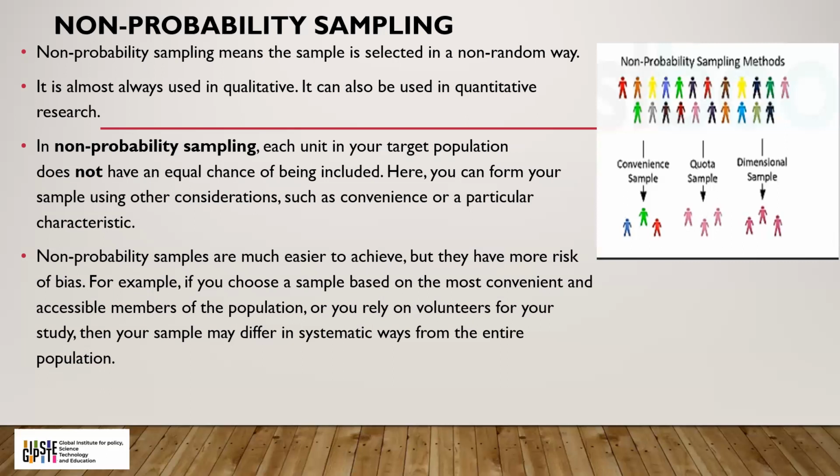Good. So here you can form your sample using other considerations such as convenience or particular characteristics. So non-probability samples are much easier to achieve, but they have more risk of bias. For example, if you choose a sample based on the most convenient and accessible members of the population, or you rely on volunteers for your study, then your sample may differ in some systematic way from the entire population. They may have some bias issues.